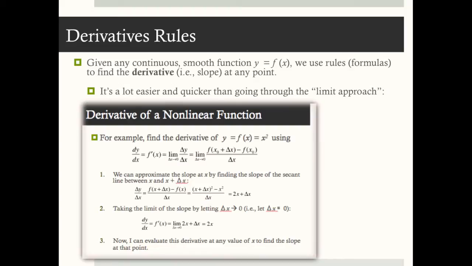So it's a lot easier and quicker to use derivative rules rather than going through the limit approach, which is what we did in the previous lecture. So instead of calculating the slope and then taking the limit of this slope by letting the change in x approximately equal 0, we could have just used what's called the power rule to say that, for example, when y equals x squared, the derivative is 2x.